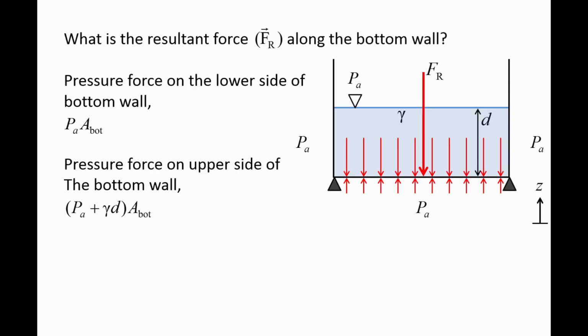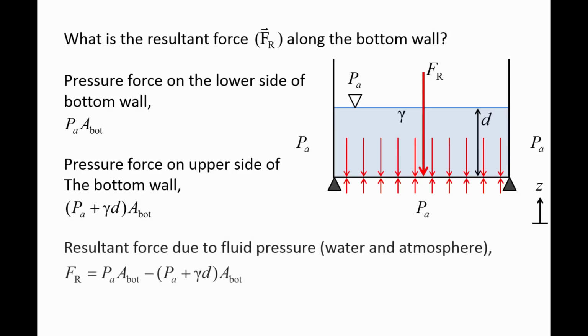If we examine just the fluid pressure forces acting along the bottom wall, the resultant force is Pa times the area of the bottom wall minus the quantity Pa plus gamma d times the area of the bottom wall. The atmospheric pressure terms cancel out, and we are left with negative gamma times d times the area. This means that the resultant force points downward with a magnitude of gamma times d times the area.